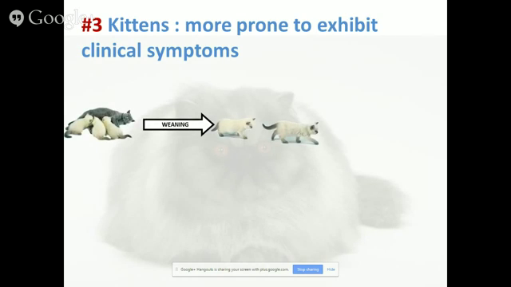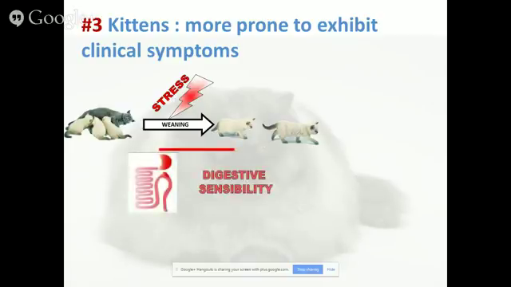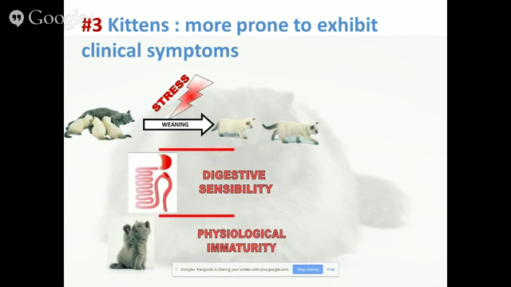This mainly happens at weaning, and this is one of the most common syndromes we see in catteries. It's called weaning diarrhea. At weaning, there's a big stress on the kittens because they move from milk to solid food, and their digestive tract is progressively evolving to digest something different than milk. So they are highly sensitive from a digestive standpoint. And they are also immature from a physiological standpoint.